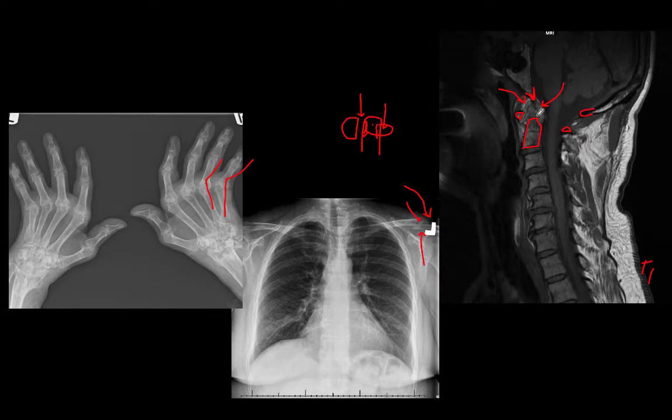And in the front, the dens-basion interval is a bit increased here because of the destruction of the dens, and there's a large collection of soft tissue here that is pannus formation. When the dens becomes eroded, there's a named sign called the whittled odontoid, and this describes a dens that's been destroyed by pannus formation in rheumatoid arthritis.